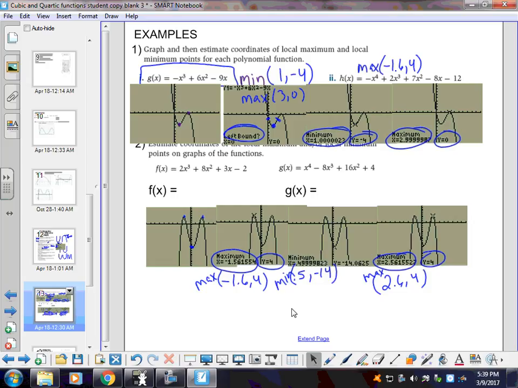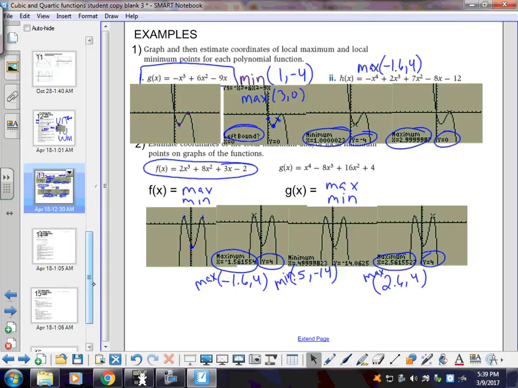Now, I want you to find the answers for 2. F of x, give me the max and min. And g of x, give me the max and the min. So fill that in on your paper for both of those. I did number 1, you're doing number 2. Okay. Now, if you need to, pause it, finish those, and then continue on with the video because I'm going to do x-intercepts next.